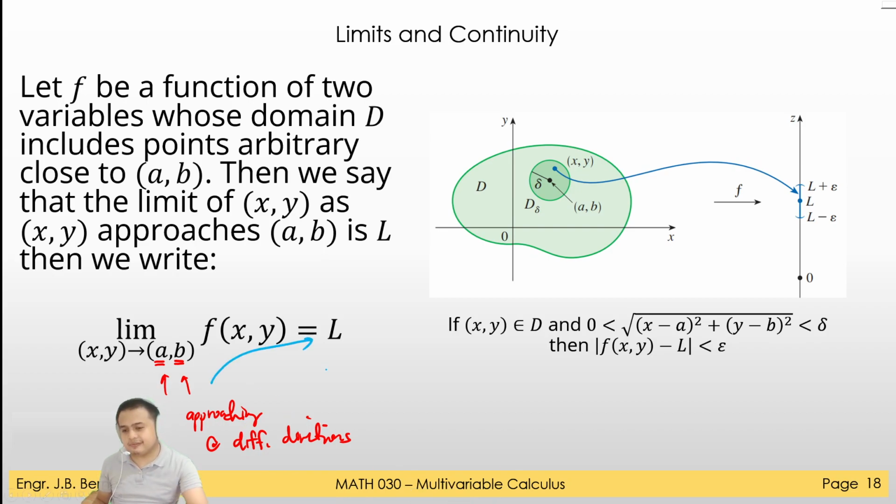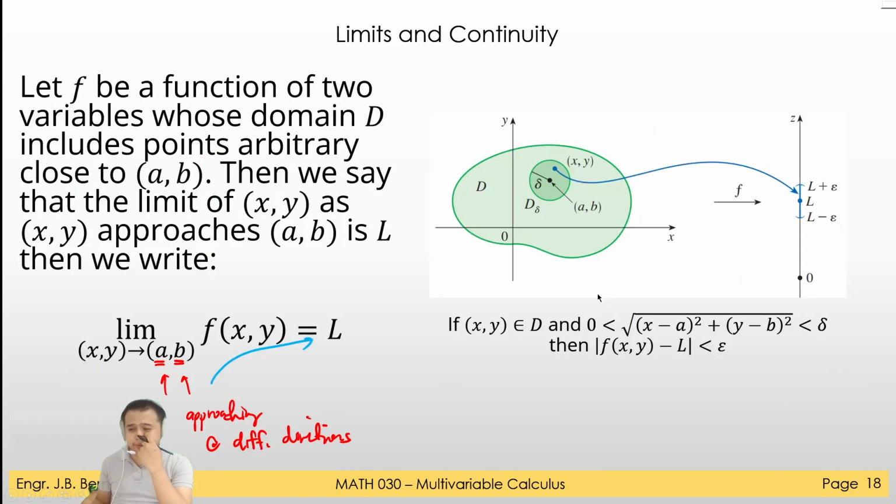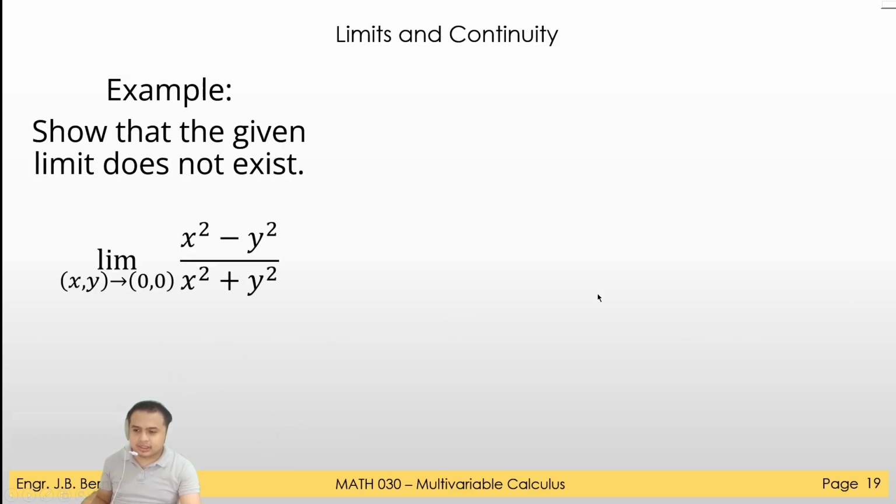So if there is a difference in values at different directions as it approaches, coming from the left, from the right, upward, downward, diagonally, then it will not have a limit. Okay? So show that the given limit does not exist. So we have this function, and we just want to prove that this limit does not exist. So how do we do that now?